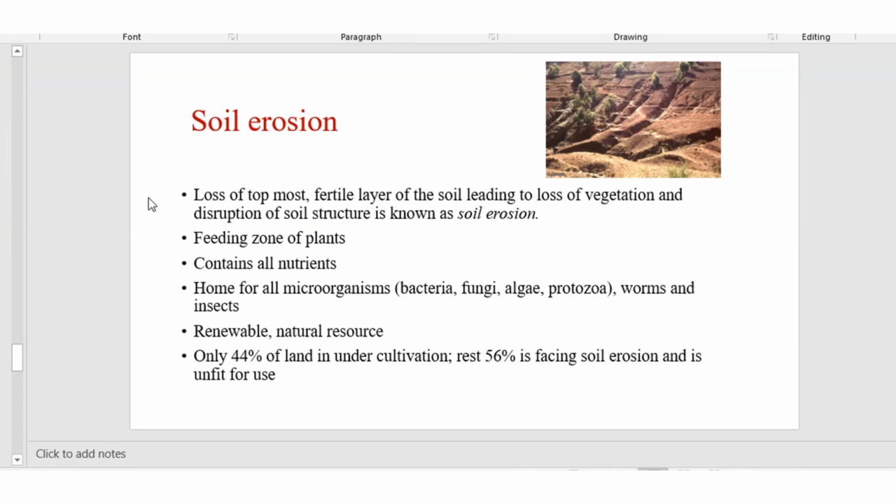So what do you think are the causes of soil erosion? I think you know by now. What are the causes?